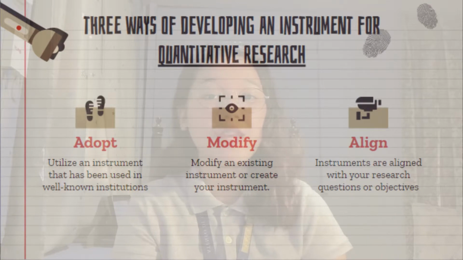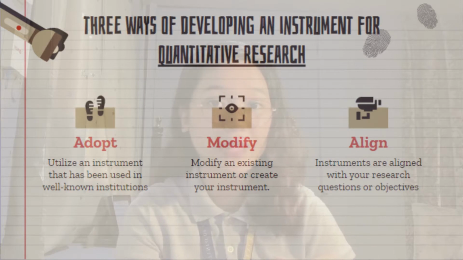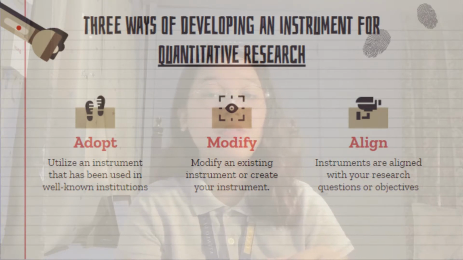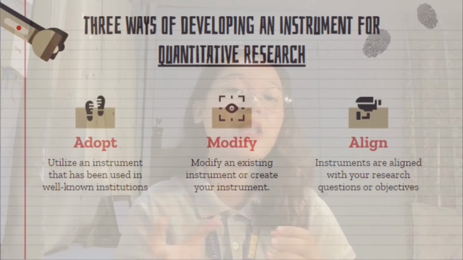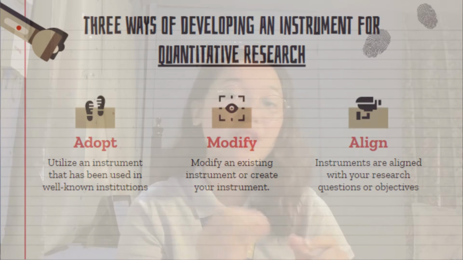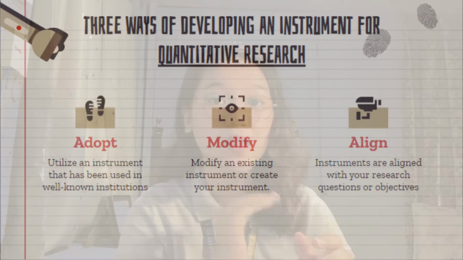Sometimes, however, the available test does not generate the exact or accurate data that you want to obtain. So in this case, you may modify the existing instrument or you may create your own instrument. But as you develop an instrument, be guided by the instruments used in studies that are similar to yours. Third, make sure that the items contained in your research instrument are aligned to your research questions and objectives. Remember that inadequacies in your research instrument will yield inaccurate data, thereby making the results of your study questionable.